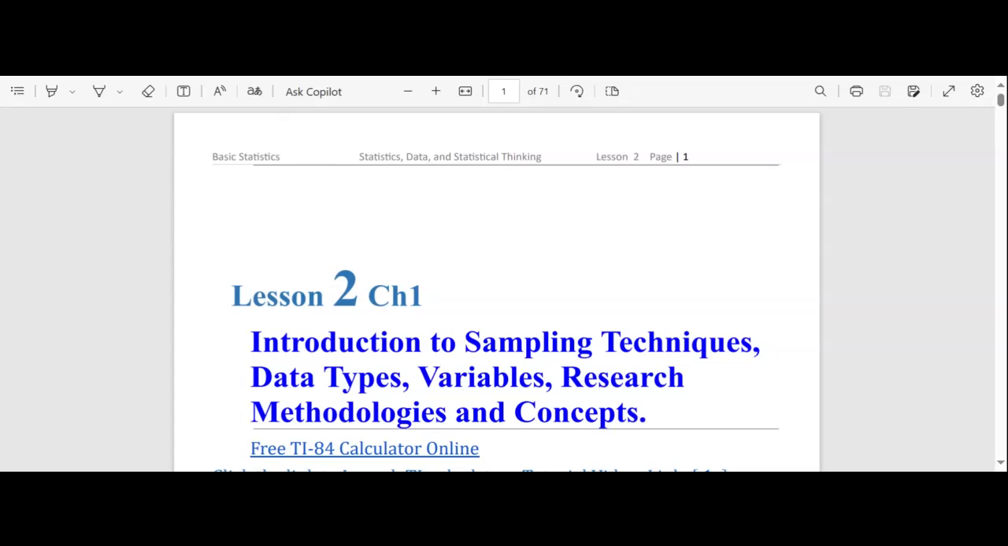Welcome to Lesson 2, Chapter 1. We will be talking about Introduction to Sampling Techniques, Data Type, Variable, Research Methodologies, and Concepts.